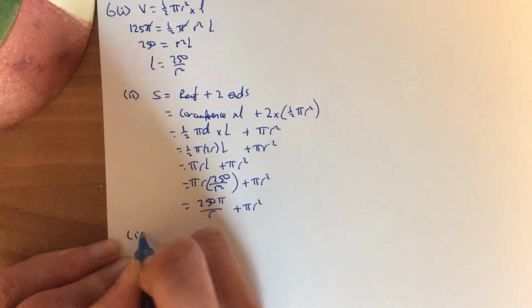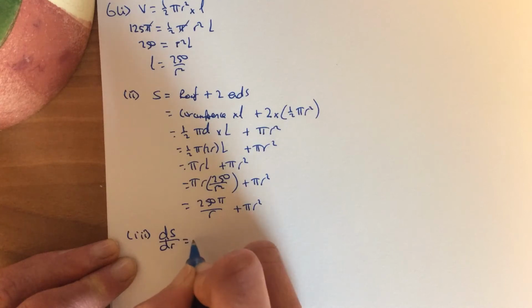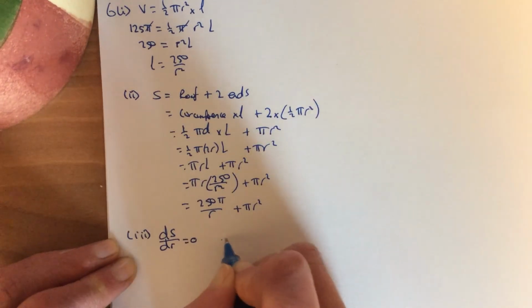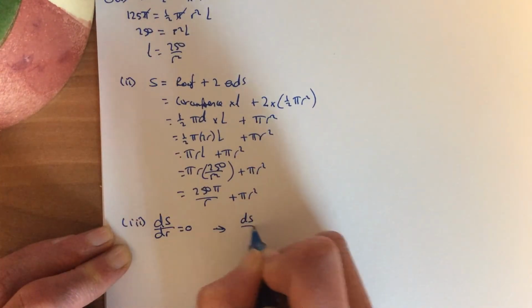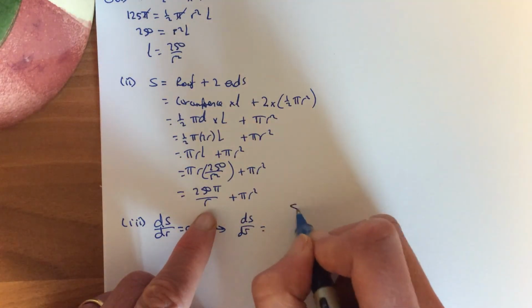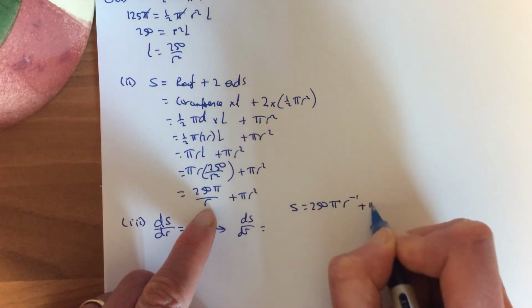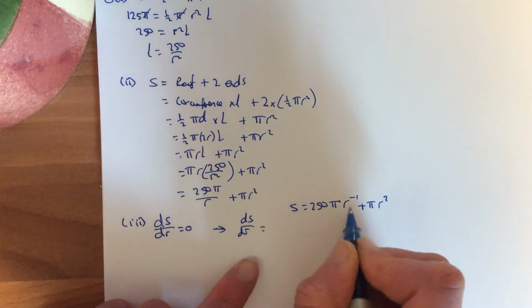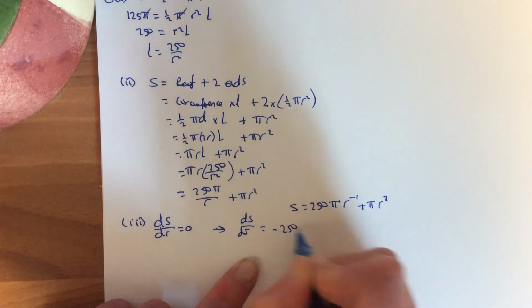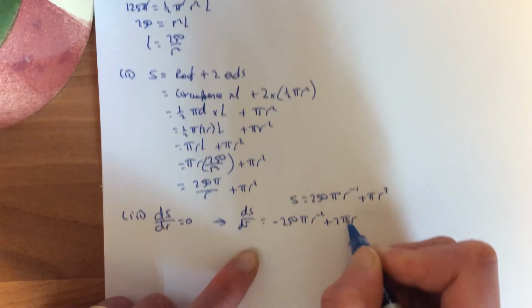Part 3. You're going to differentiate it because you want the max min. So ds by dr equaling 0. First of all, we've got to do ds by dr. I can't differentiate that at the minute because r is not on the top. So 250 pi r to the minus 1 plus pi r squared. Now I can differentiate it. Power goes to front, take 1 off. Power goes to front, take 1 off.